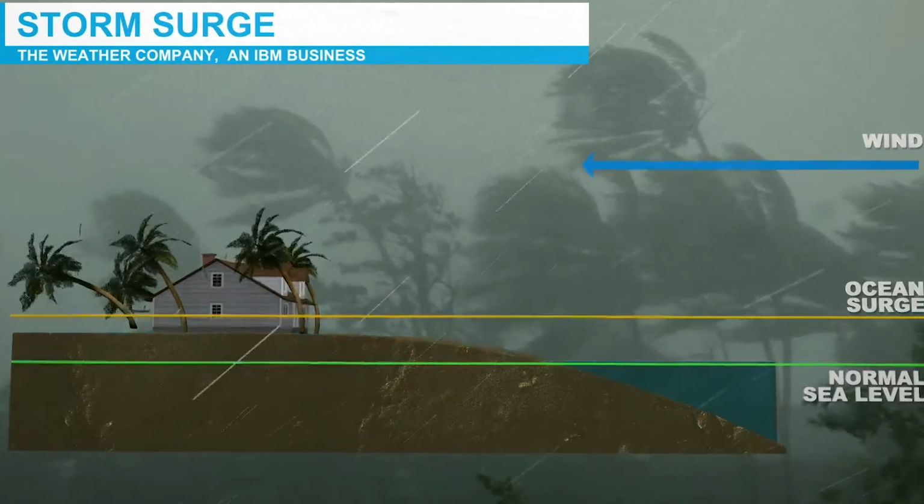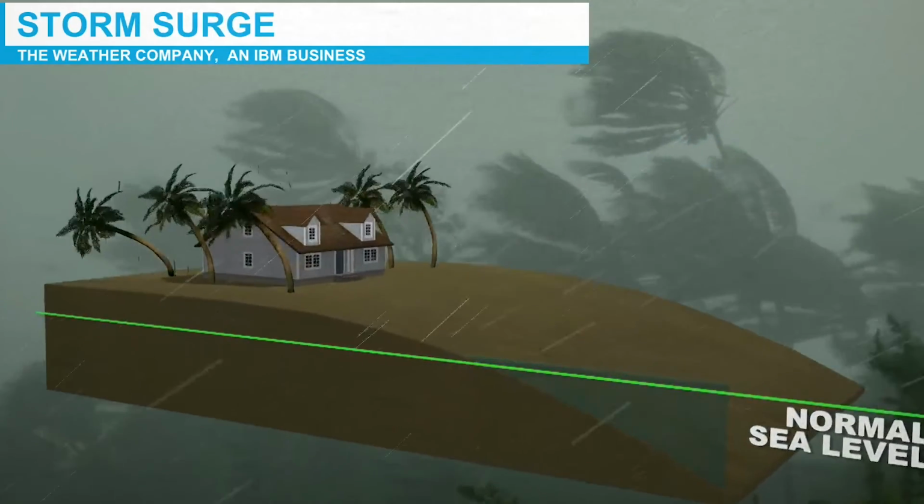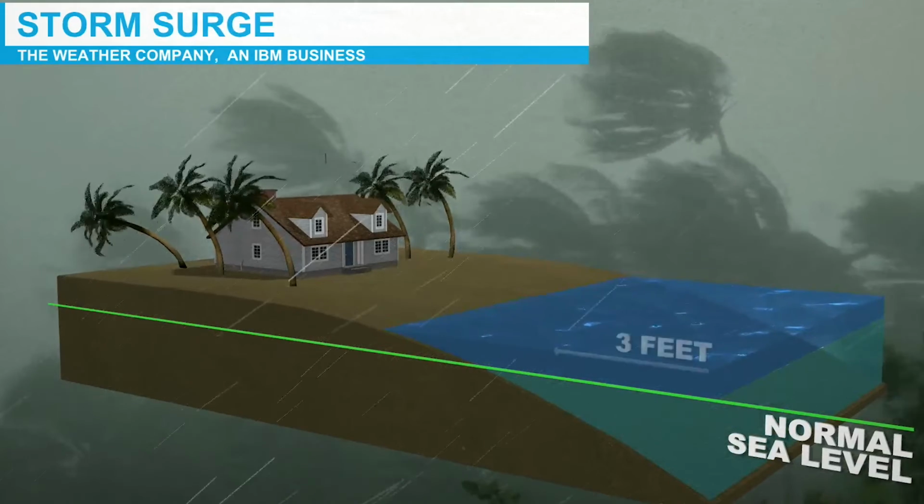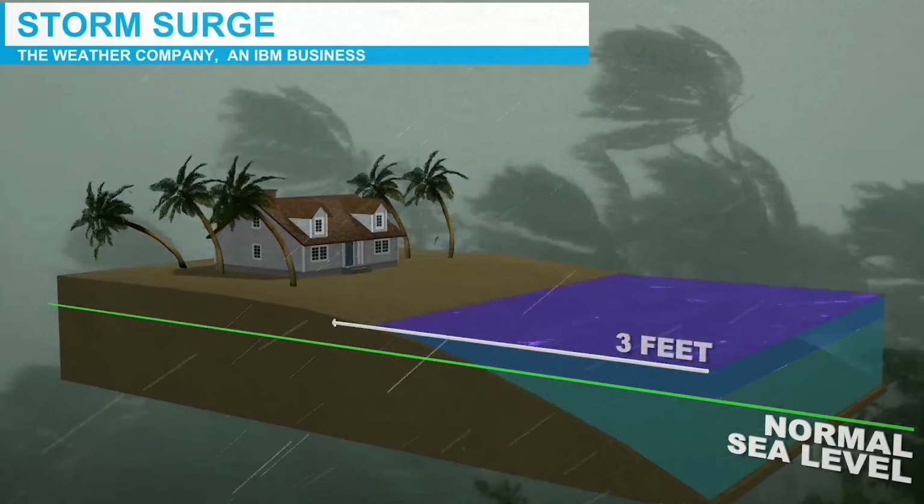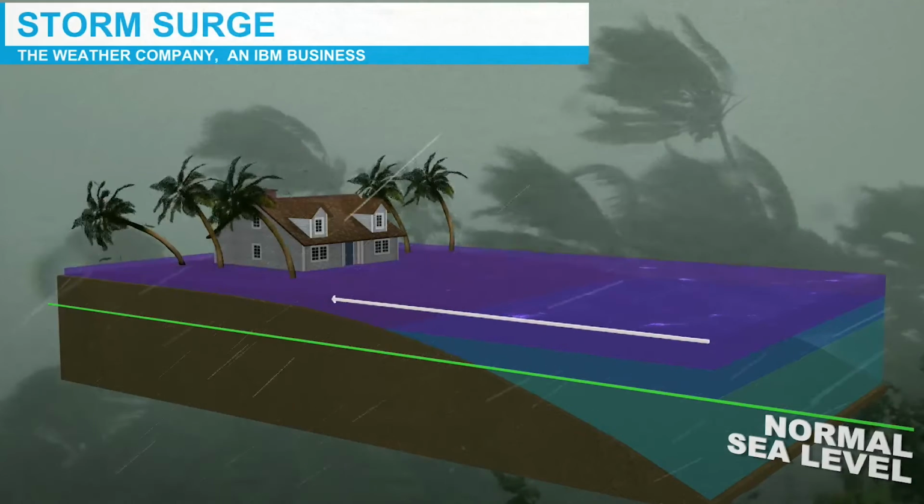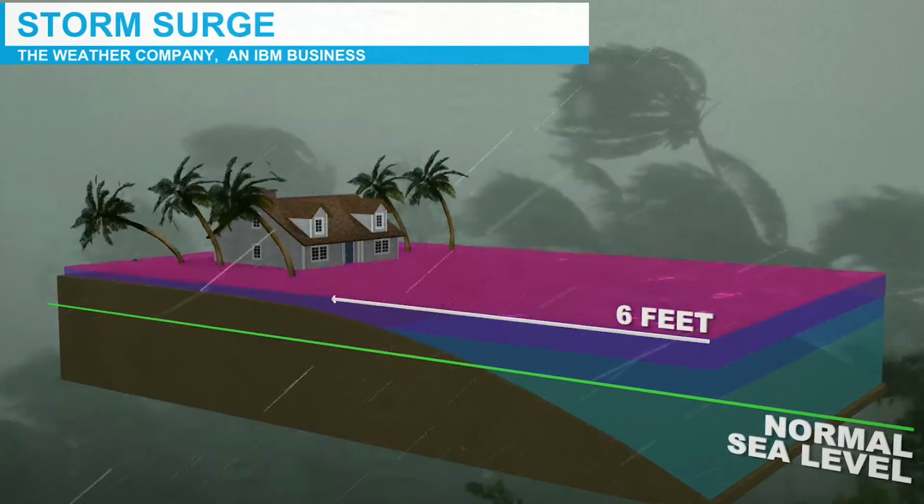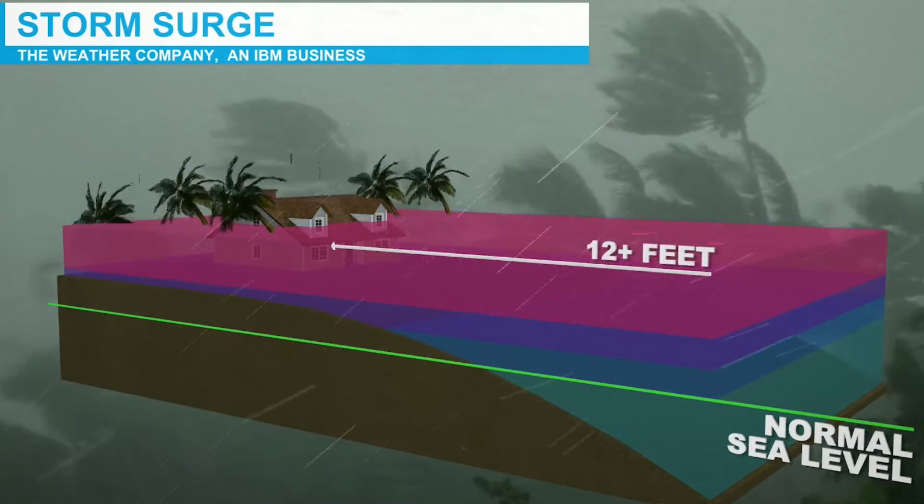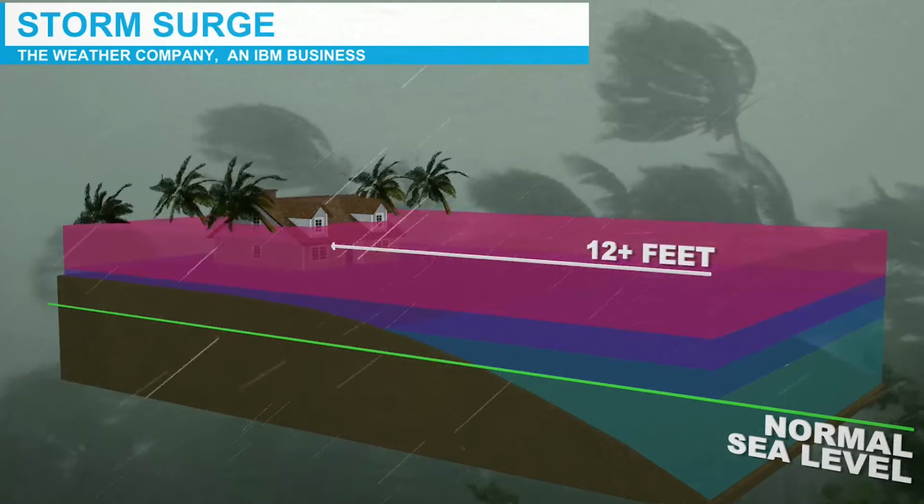This animation shows the potential water rise heights from a landfalling hurricane in comparison to a 2-story home. At 3 feet, water can be in your home's yard. At 6 feet, water is into the first floor, and at greater than 12 feet, the water has likely inundated the first floor, forcing anyone inside to higher levels.